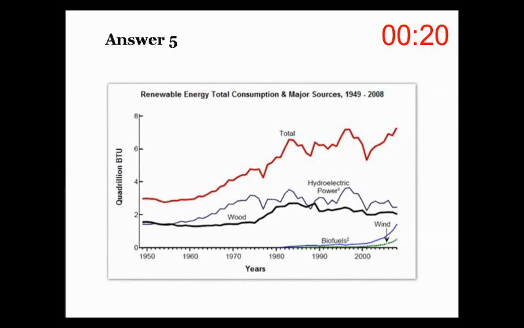had decreased a bit at the beginning of the time period. Last but not the least, the use of wind and biofuels had increased dramatically since 2000. In conclusion, different categories have different trends during this time period.